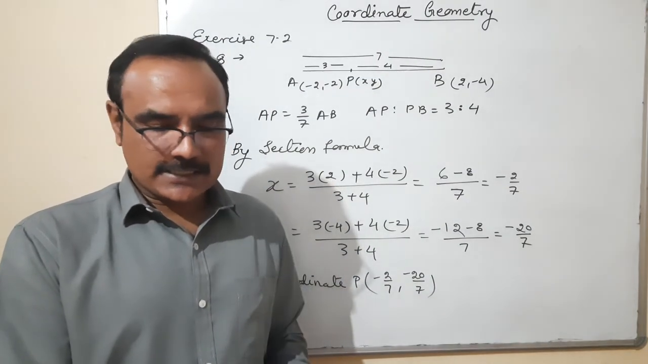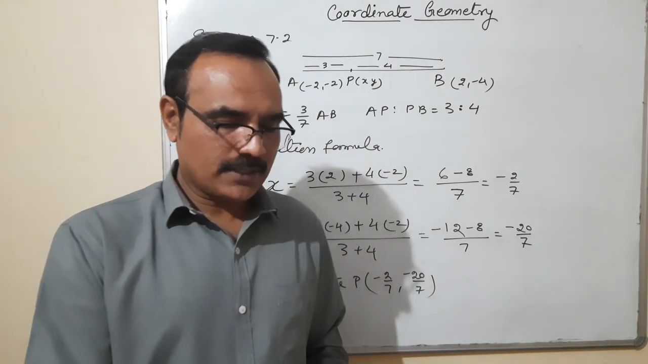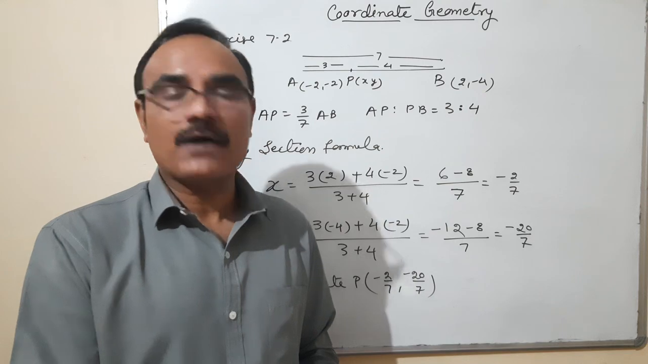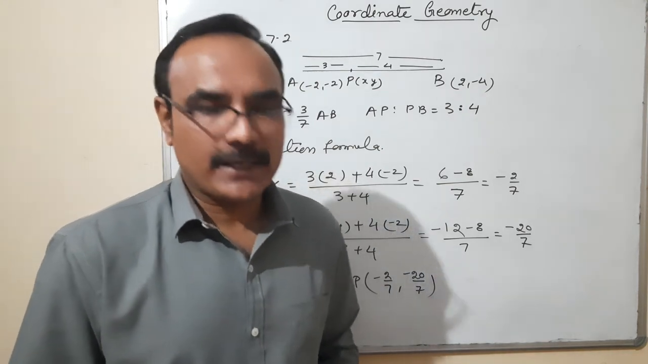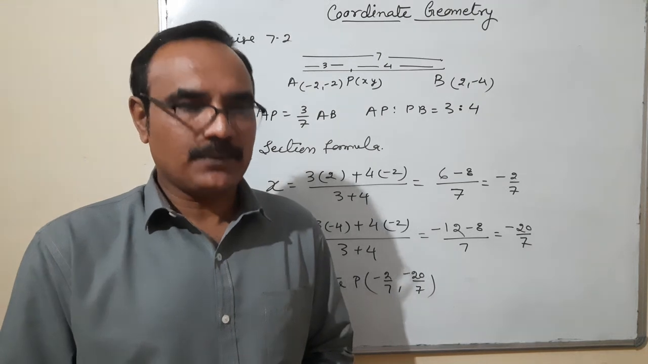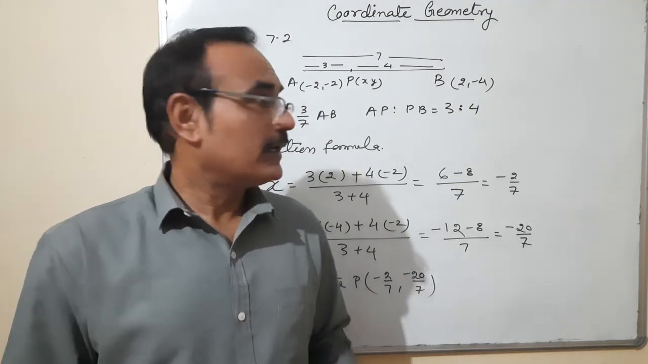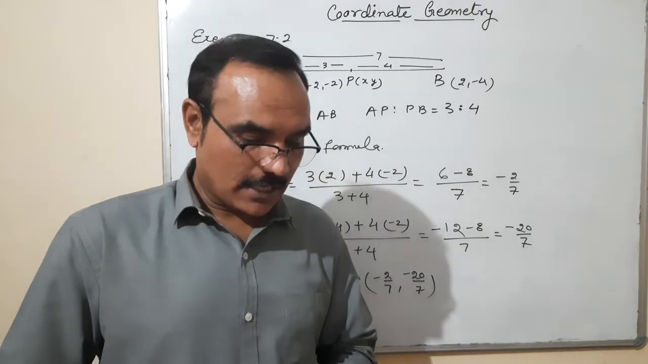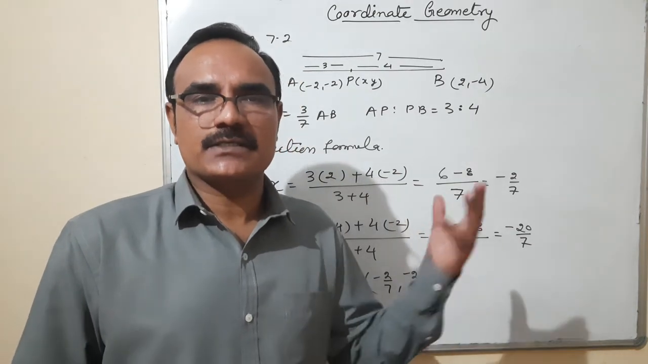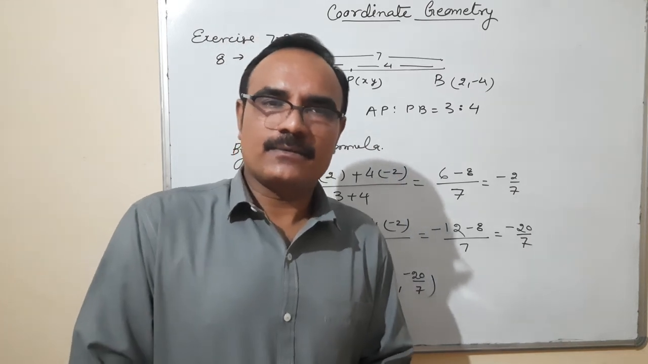Okay, so this is exercise 7.2, and in my next lecture I will discuss with you the area of a triangle, how to derive the area of a triangle when the coordinates are given. That means there is a triangle, 3 coordinates are given, and we derive a formula for the area of the triangle. This is our part 2, so in part 3 we will discuss the derivation of the area of triangles. Till then, bye, thank you.